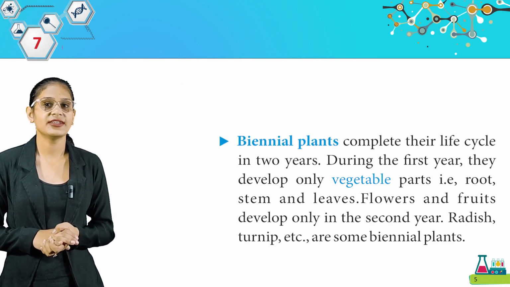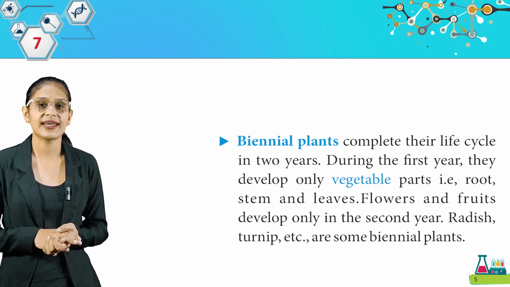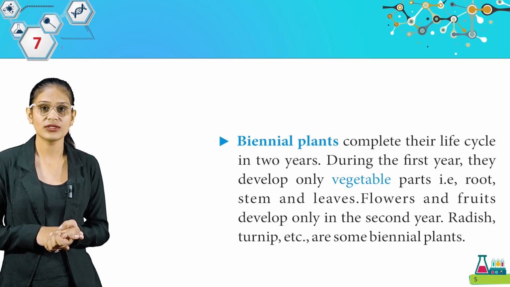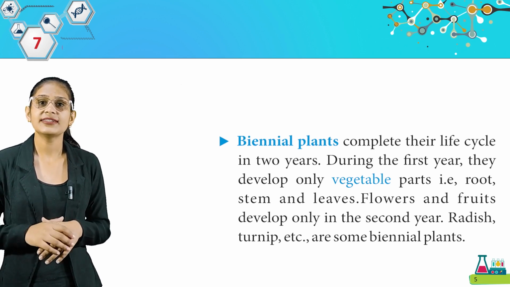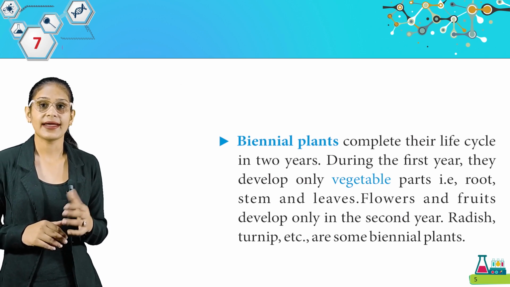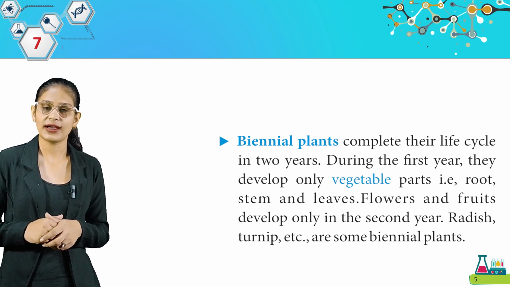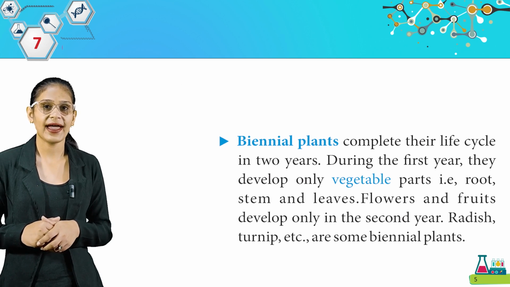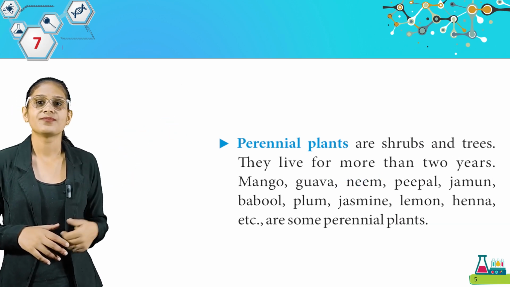Now biennial plants complete their life cycle in 2 years. During the first year, they develop the vegetative part, that means root, stem and leaves. Flowers and fruits develop only in the second year. Radish, turnip, etc. are some biennial plants. Get it students?